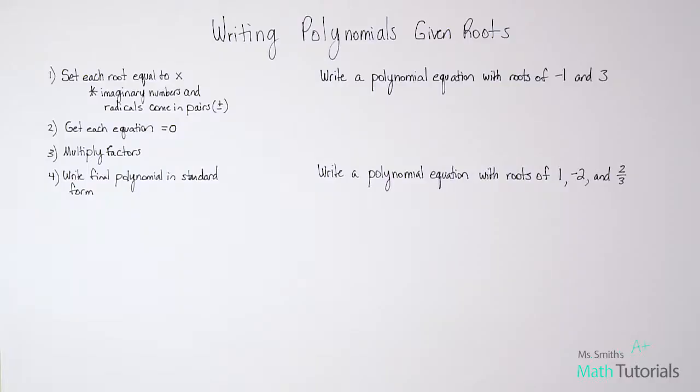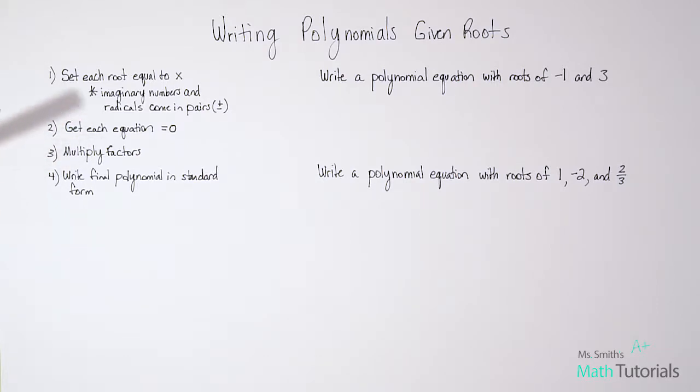I'm Miss Smith. In this video, we're going to be talking about writing polynomials given roots. So essentially what that means is we're given the answers to the polynomials, like as if we've solved them, and then we want to work backwards to figure out what would the original equation have been. We're going to follow some really simple steps.